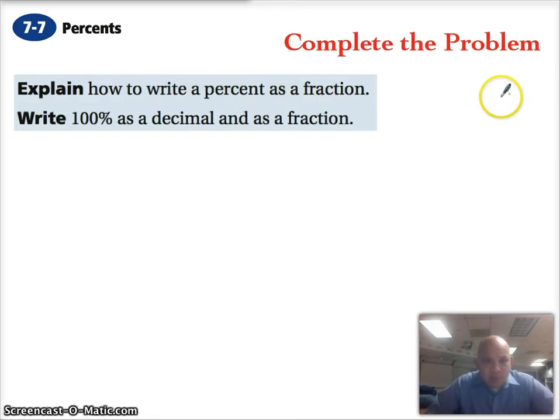Here's your problem. It says explain how to write a percent as a fraction. You're going to go ahead and go back in the video and review that, and in your own words explain step by step how you would write a percent as a fraction. You can use an example. If you wanted to, use the example 15% and turn that into a fraction. And then the second part of this is to write 100% as a decimal and a fraction.